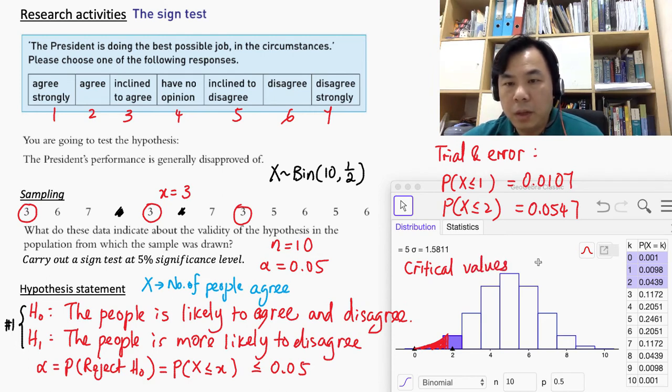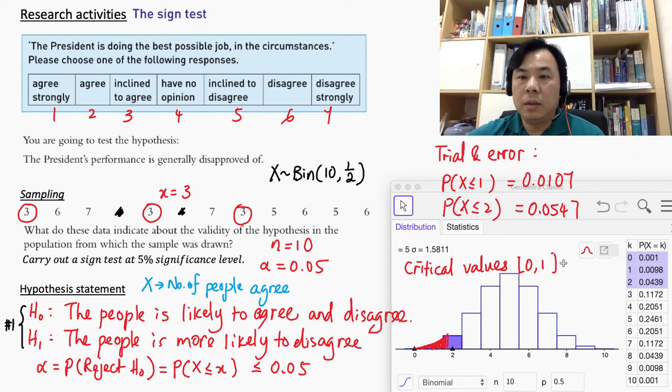must cover the value of 0 or 1. Okay, 0 or 1, whereby the x is a discrete value that represents the number of people that agree with that statement. Now the rejection zone should cover the critical values of 0 and 1. Okay, now I hope that's clear.